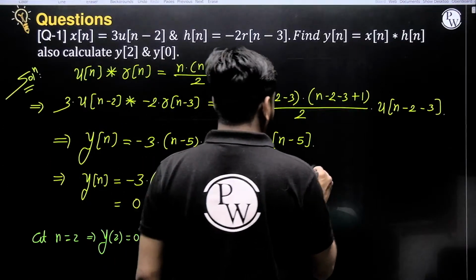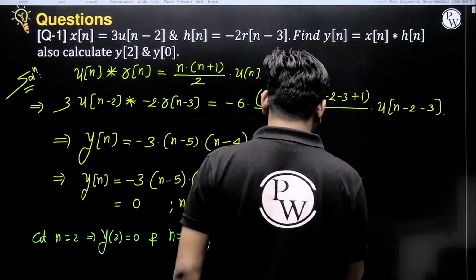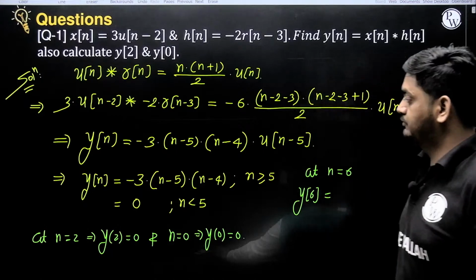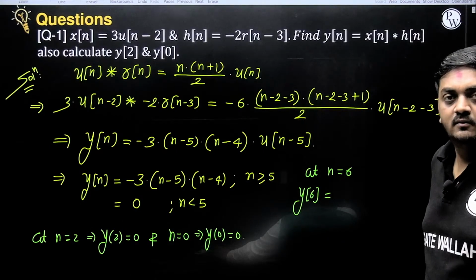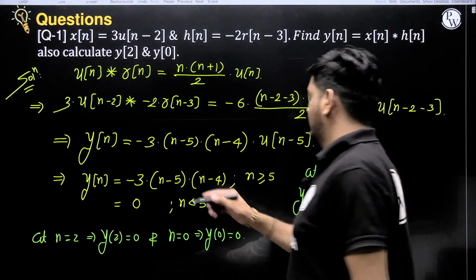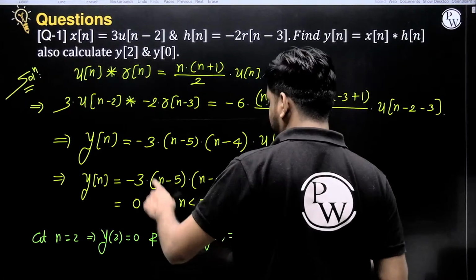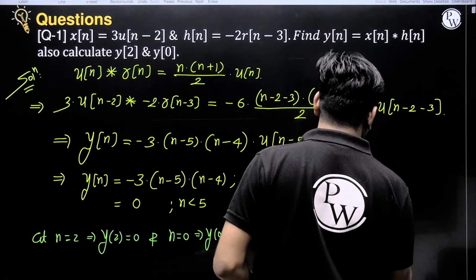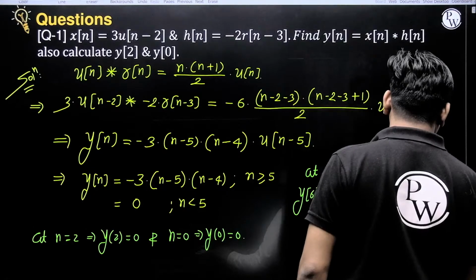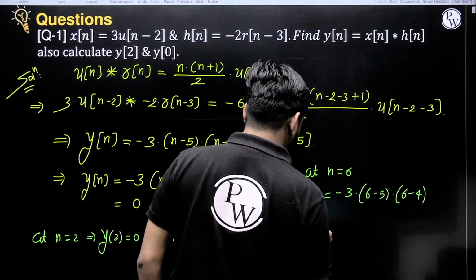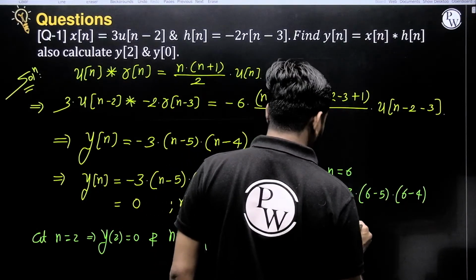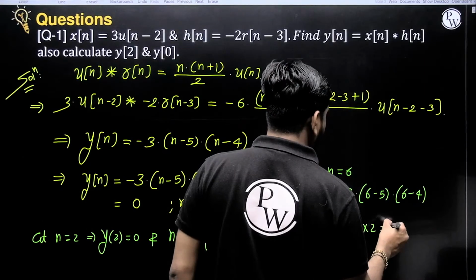Suppose at n equal to 6, I am asking for y of 6. y of 6, it is what? y of 6 is equal to, minus 3, put n equal to 6, minus 5, and here n equal to 6 is greater than 5, minus 4, y of 6 is 1 into minus 6.